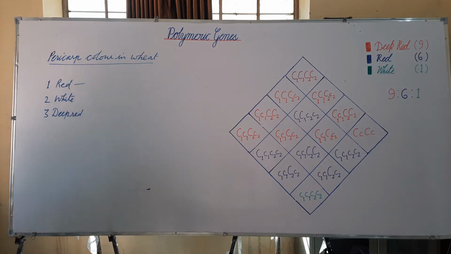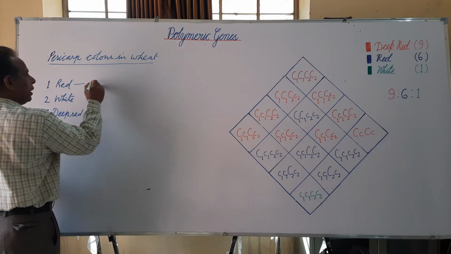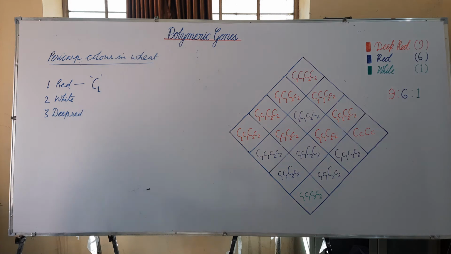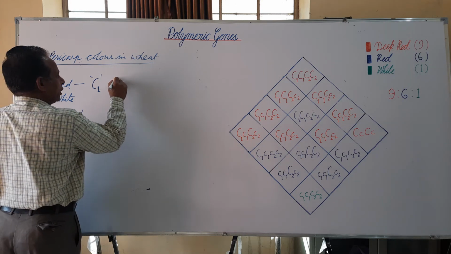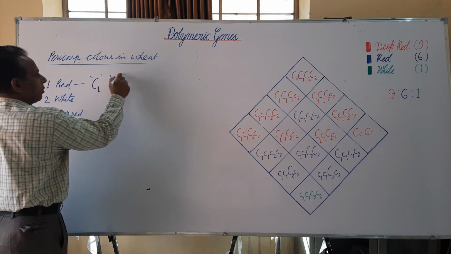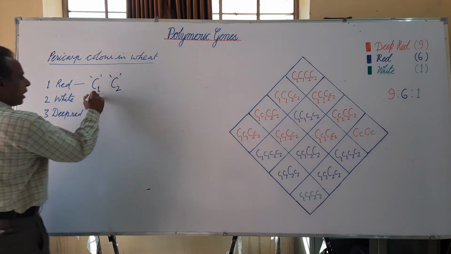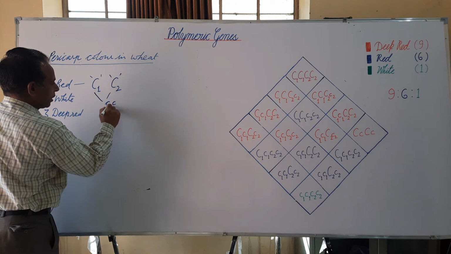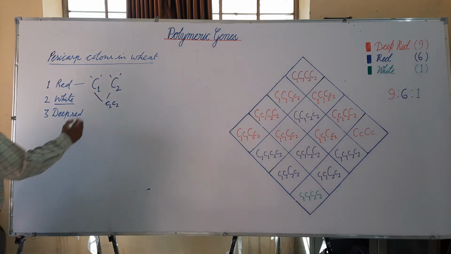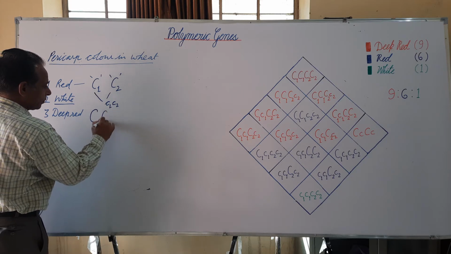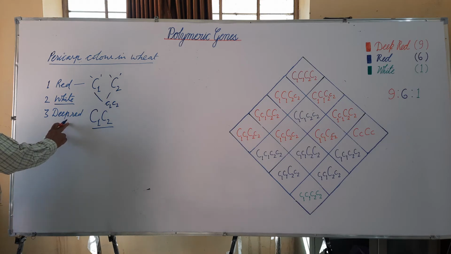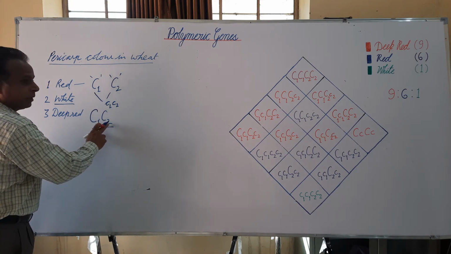The red color of the pericarp is due to the presence of a dominant gene C1, and another non-allelic gene C2 in dominant form also causes red color of the pericarp. When both are present in recessive condition, the pericarp becomes white. When both are present together, the pericarp becomes deep red due to the additive effect of C1 and C2.